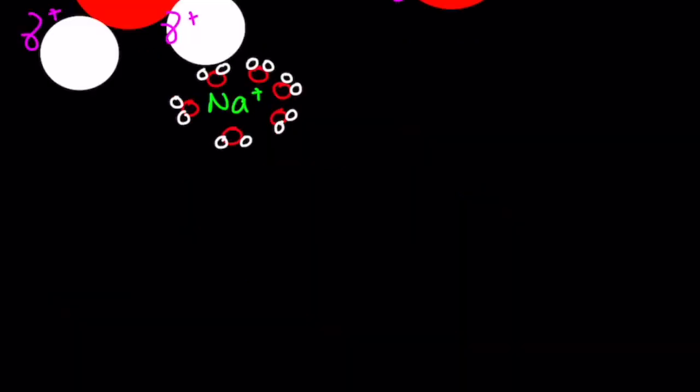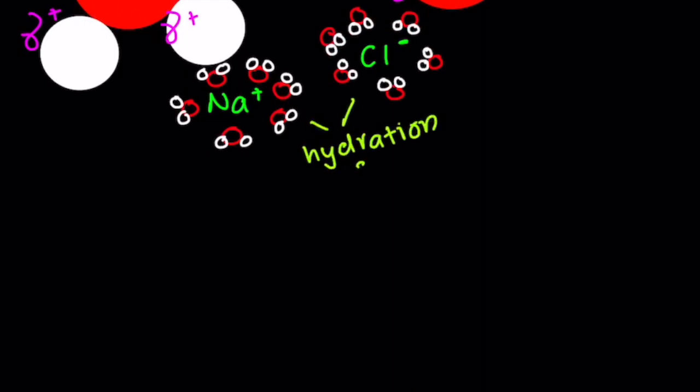In order to completely dissolve the Na+ and Cl-, hydration shells are created around them. Hydration shells are made up of water molecules that surround the ionic compound in order to separate them from each other. So let's move on to our second to last topic.